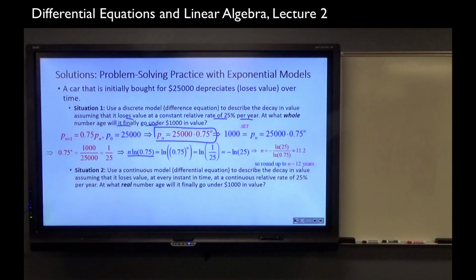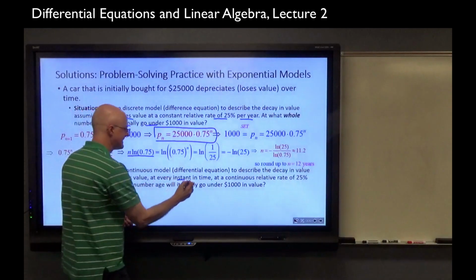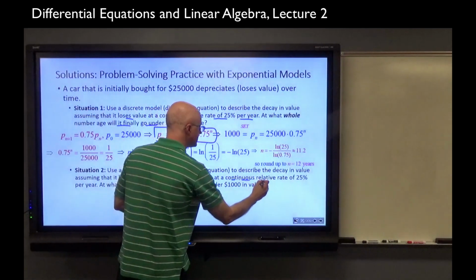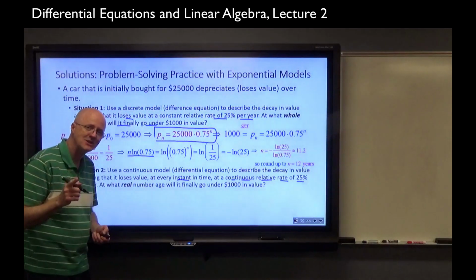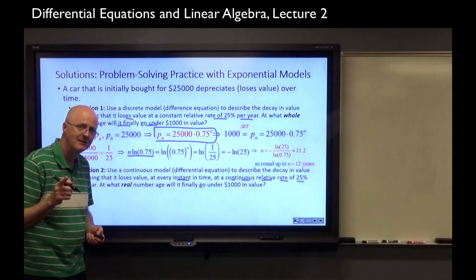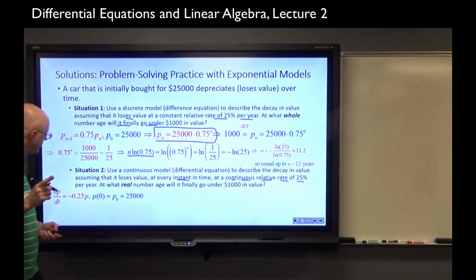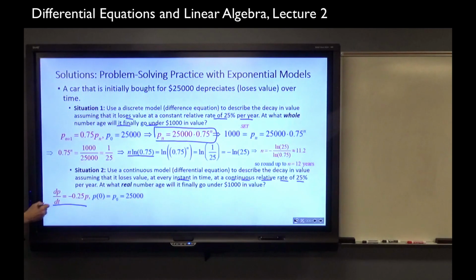The differential equation is probably trickier. It's a 25% decay rate. That's an instantaneous decay rate. Continuous relative rate, 25%. So here you actually use 0.25, but with a negative sign. There's your differential equation right there.